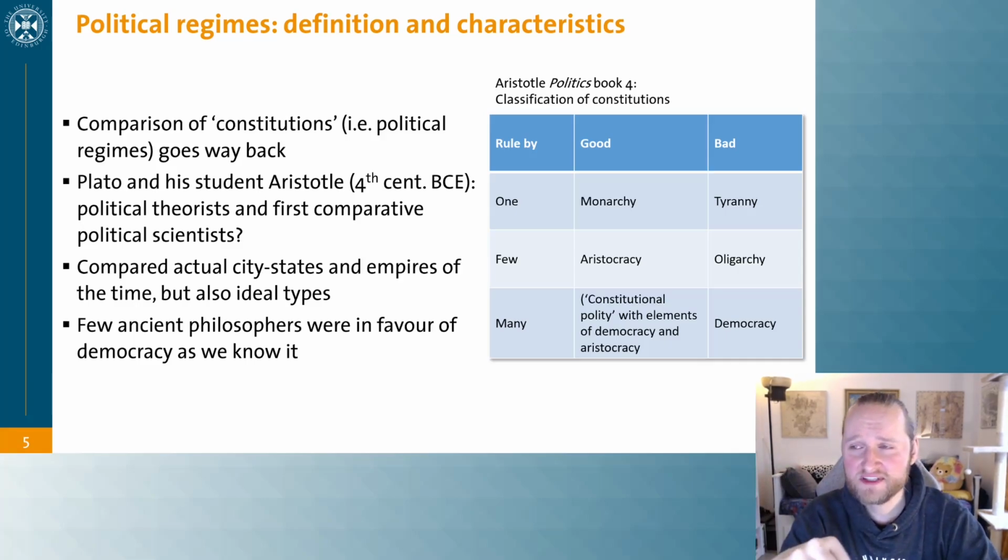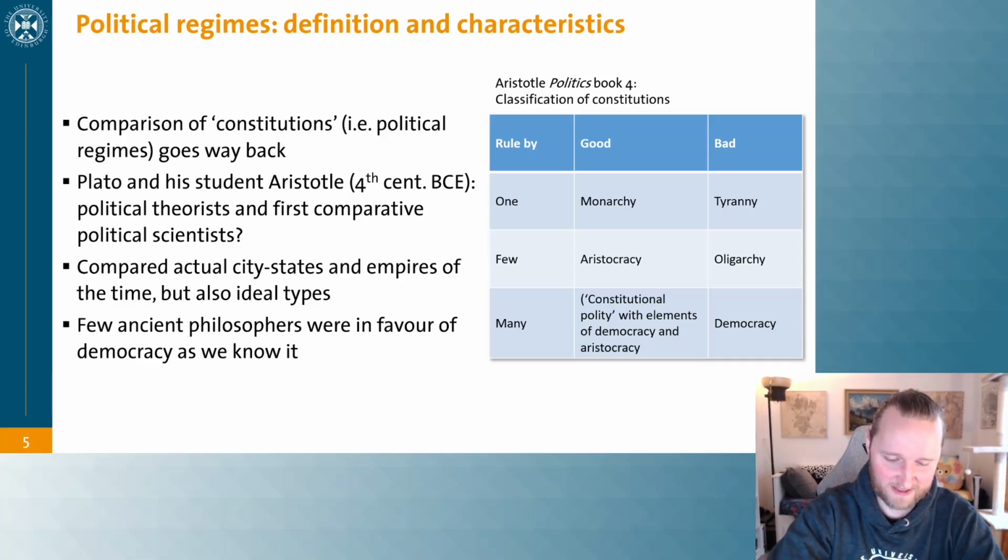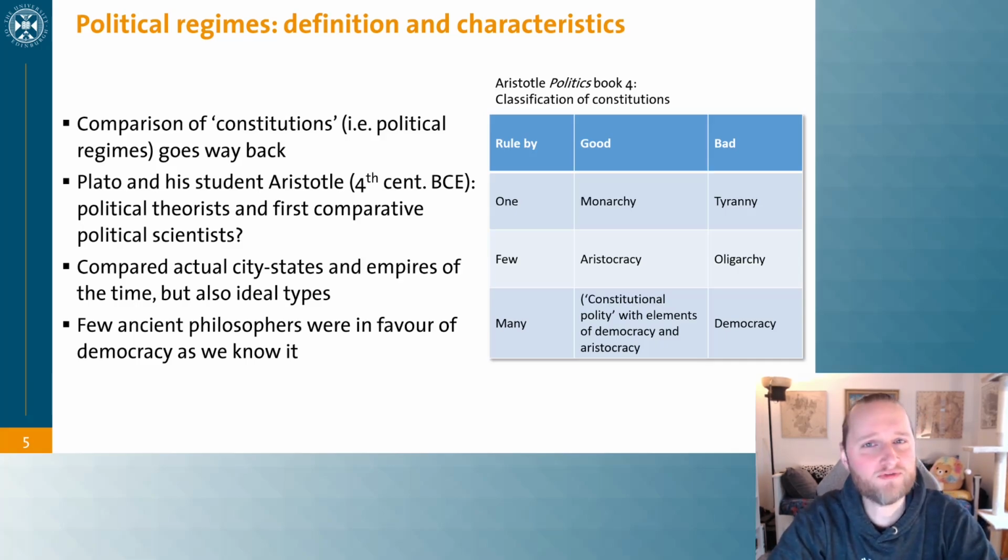So, one example of this at work was Aristotle, who wrote a book called Politics. I mean, talk about quite the title. And in book 4, for example, he distinguishes different types of constitutions. He classifies them, and he says, well, there could be rule by one, there could be rule by a few, and there could be the rule by many. And then for each of these possible types, he then says, well, there's a good way of doing that, and there's a bad way of doing that.